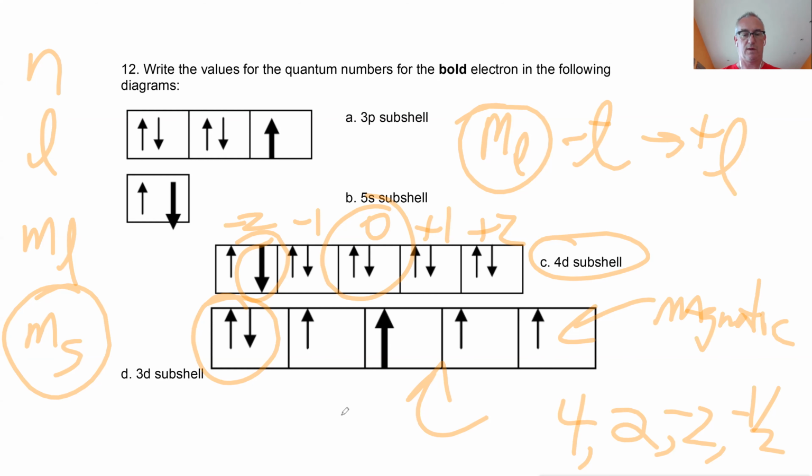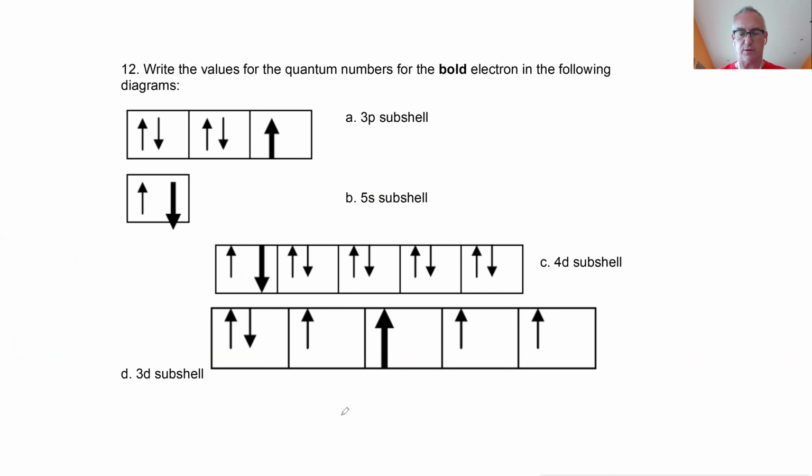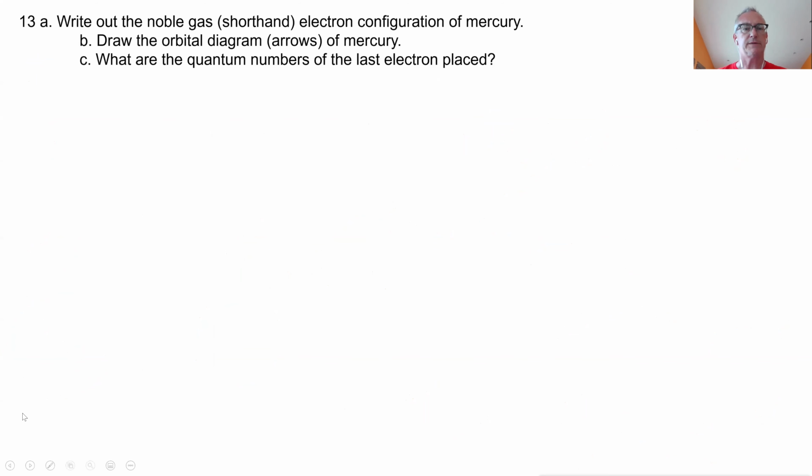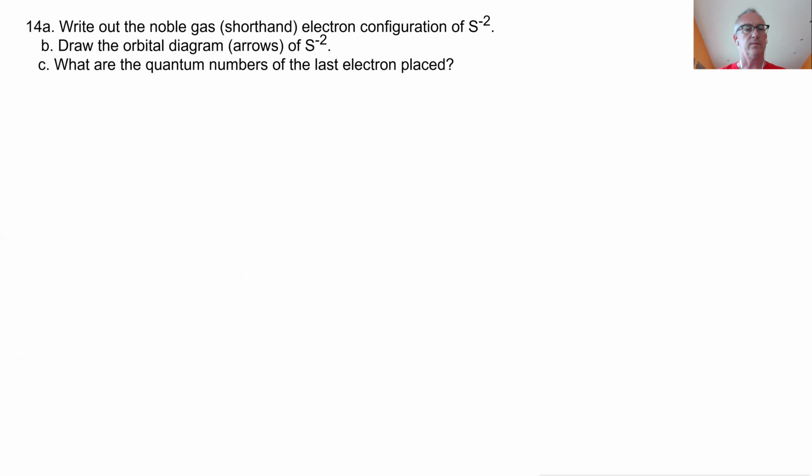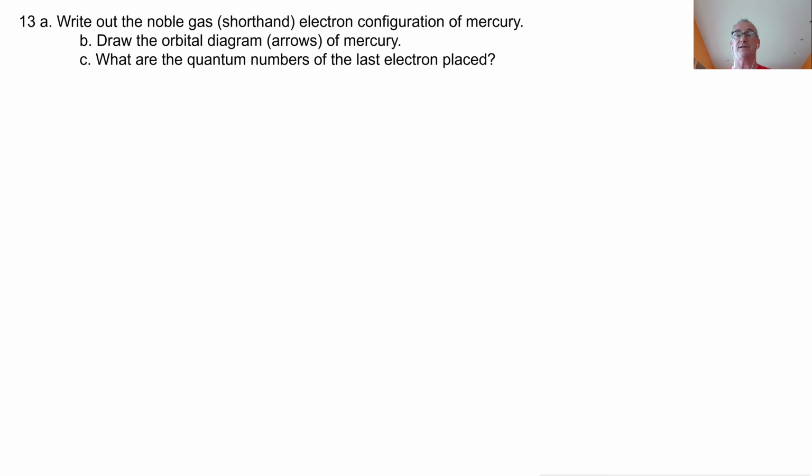Okay. Now I think I'll do one of the last 2 with you guys, because we didn't talk about what a noble gas configuration is. Now, a noble gas configuration basically skips all of the 1s2, 2s2, and so on, because when we're dealing with these big elements, and Mercury's big, Mercury has 80 electrons. It's a lot of electrons.